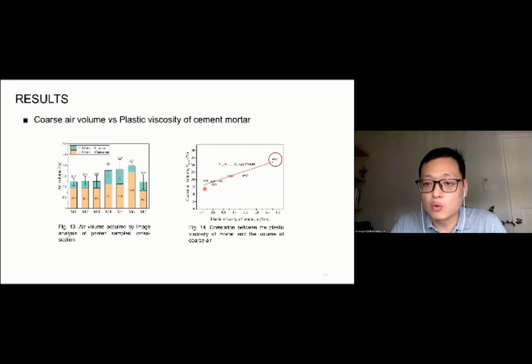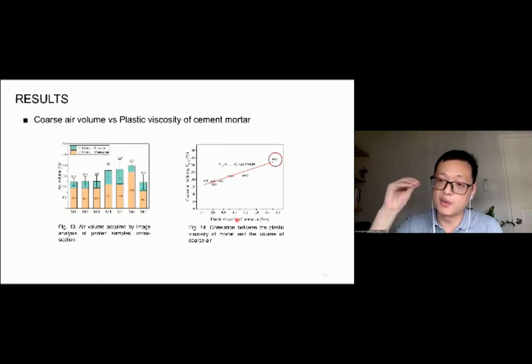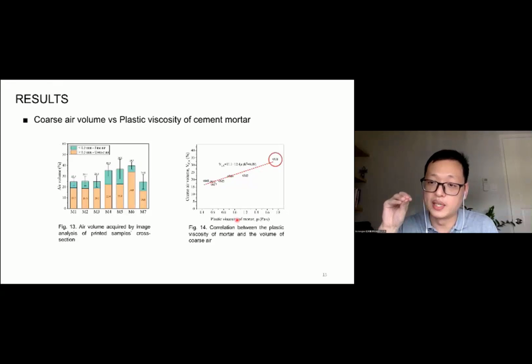We try to quantify the relationship between the coarse air volume and the plastic viscosity of the mortar. Generally, we can see that with higher and higher plastic viscosity, the air volume is more and more. This is easy to understand because if we have a sticky printing ink, the air voids will be more and more, as it may not flow efficiently into every void in the aggregate bed, so there will be more and more coarse air voids. The coarse air voids only exist near the coarse aggregate.